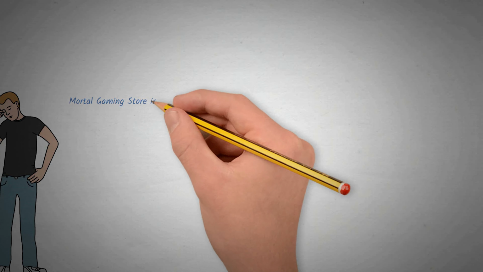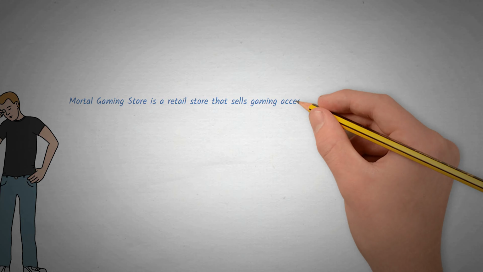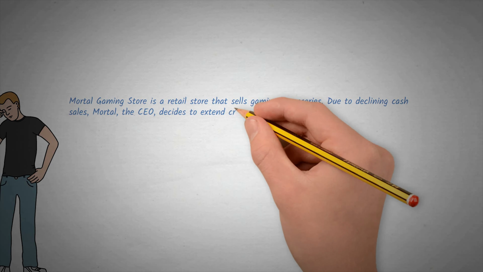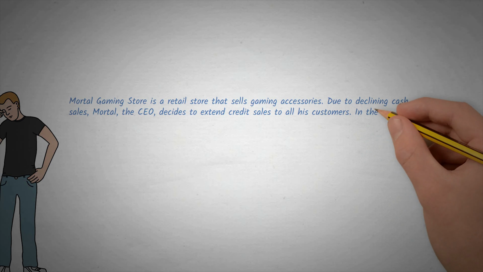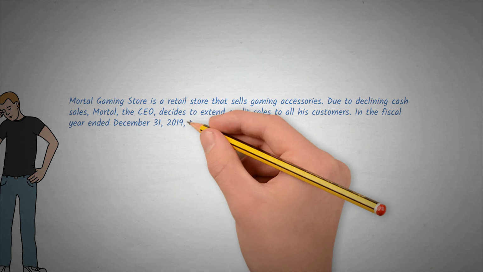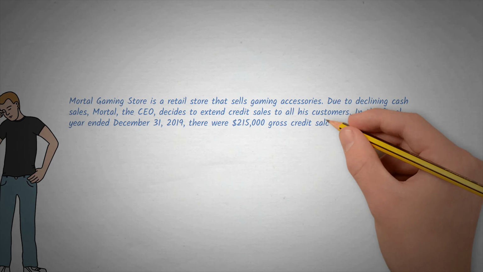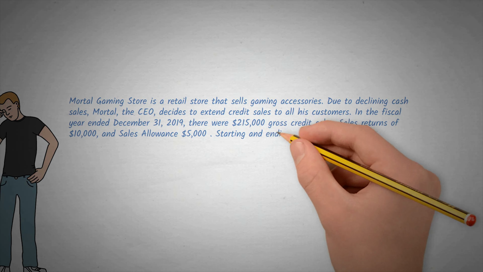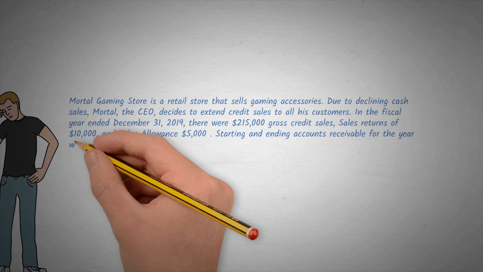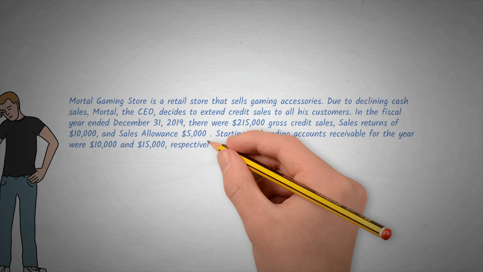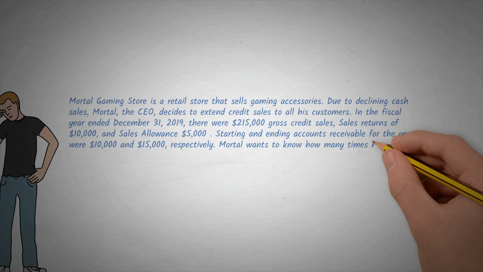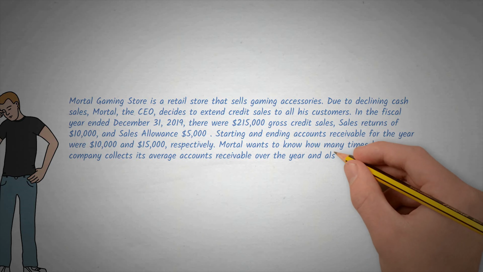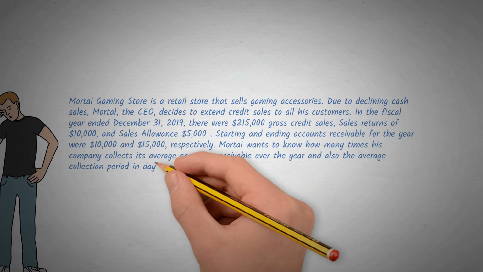So now we are looking at Mortal Gaming Store, which is a retail store that sells gaming accessories. Due to declining cash sales, Mortal, the CEO, decides to extend credit sales to all his customers. In the fiscal year ended December 31st, 2019, there were $215,000 gross credit sales, returns of $10,000 and sales allowance of $5,000. Starting and ending accounts receivable for the year were $10,000 and $15,000 respectively. Mortal wants to know how many times his company collects its average accounts receivable over the year and also the average collection period in days.